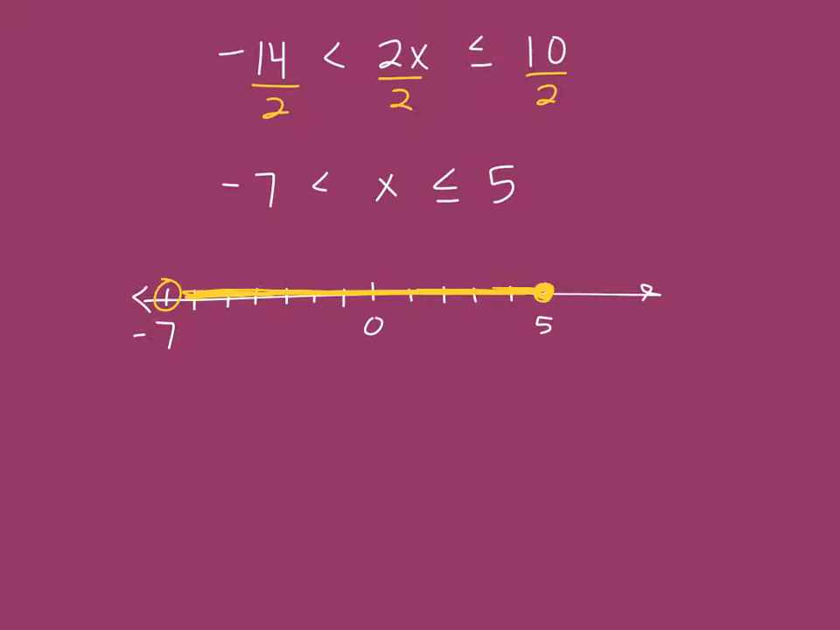Another way to write this would be to write it -7, 5, -7 being the beginning, 5 being the end, putting a parentheses at the -7 to show it's an open circle side, and a bracket on the 5 to show it's a closed circle side, and that would be fine too. That's acceptable. So either way, whatever your preference is. My preference is usually the inequality, but I won't mark you wrong if you do it the other way. It doesn't matter.